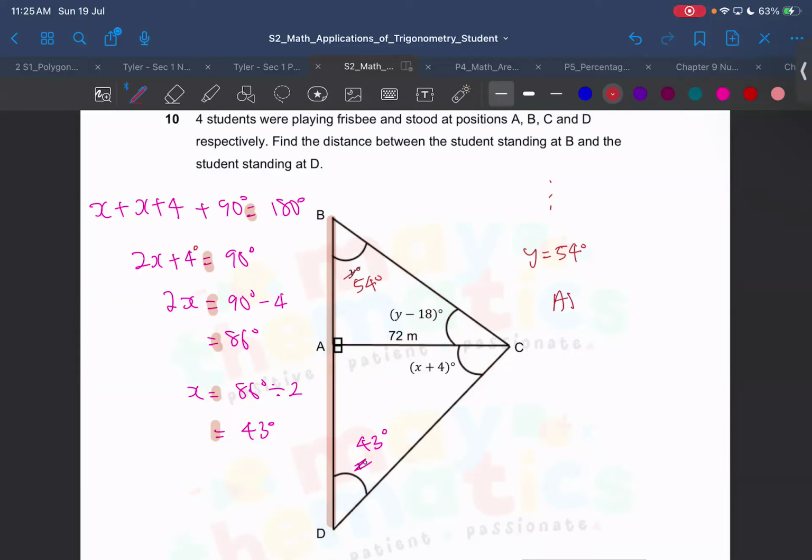This one is using y. This one is using x. Go and find. After you find those two, then you add together, it will give you the BD.